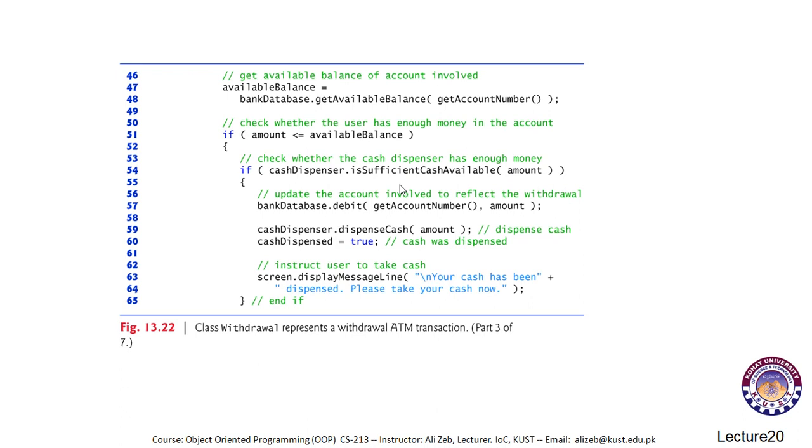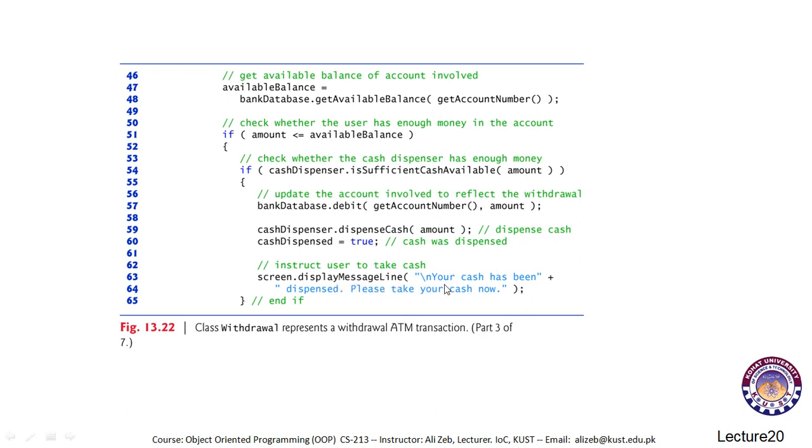we debit that amount from the user's account. As we can see over here, we call the debit method of the bank database class and pass the account number of the user and the amount that the user is trying to withdraw, and this amount will be debited from the user's account. The cash dispenser will dispense the cash. Cash dispensed is true, so the cash was dispensed to the user, and the message will be displayed on the screen.